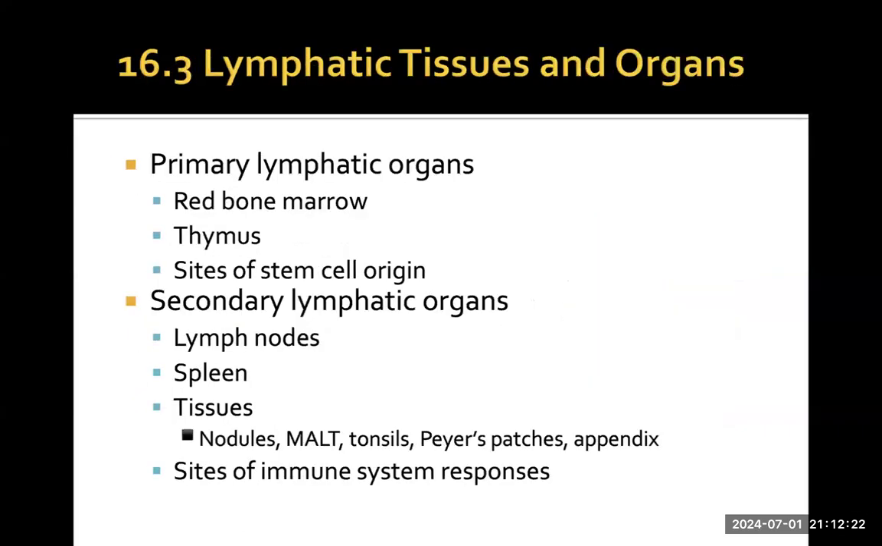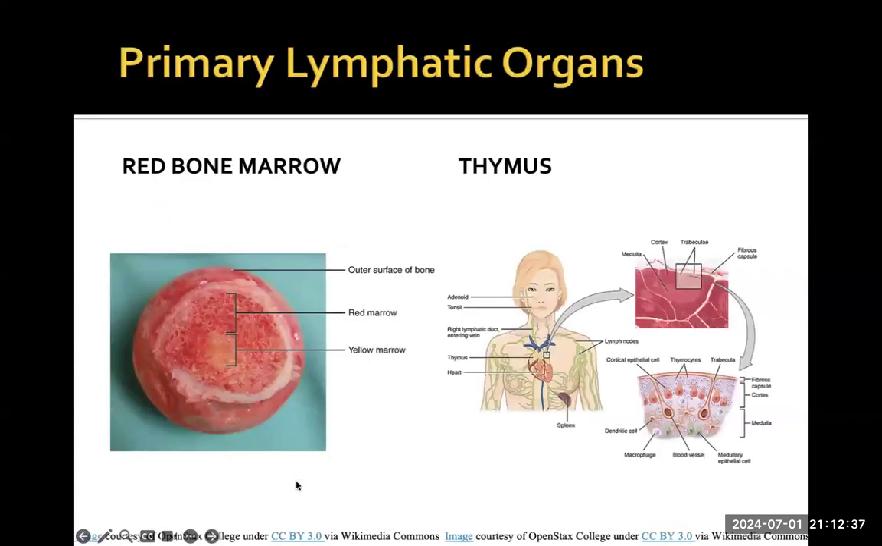So lymphatic tissue and organs. The primary lymphatic organs are going to be the red bone marrow, the thymus, and then the sites of stem cell origin. The secondary lymphatic organs are going to be the lymph nodes, spleen, and tissues, as well as the immune system responses. So going one by one, primary lymphatic organs, red bone marrow. So you'll see this is the outer surface of bone, and then you have yellow marrow on the inside. That red marrow in between there is going to be that primary site for lymphatic organs.